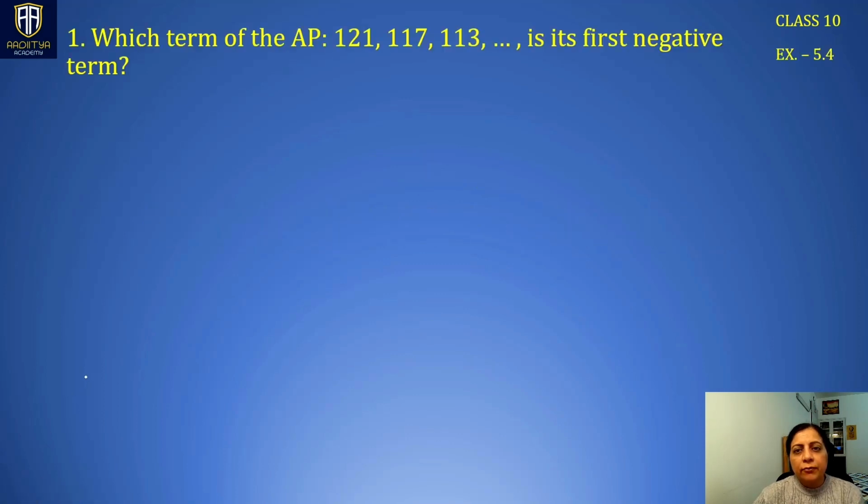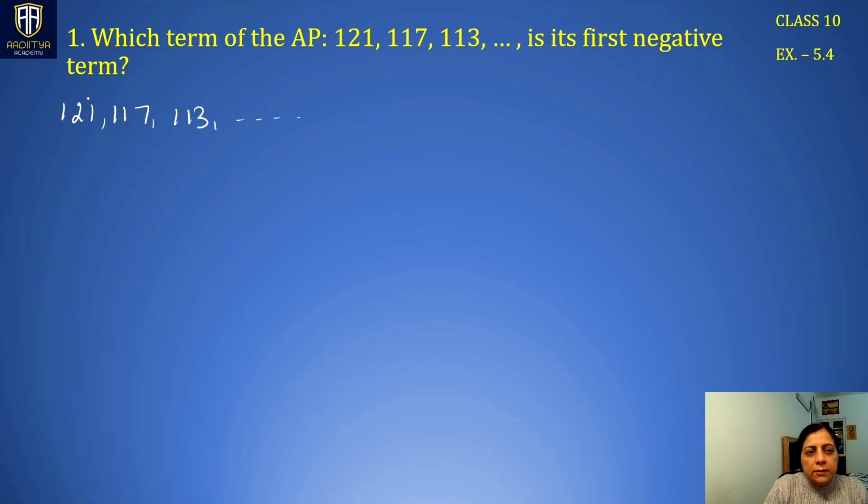In this exercise we have only 5 questions. The first question says, which term of the AP 121, 117, 113 and so on is its first negative term? This is a very important question, and we have to find the first negative term of this sequence.